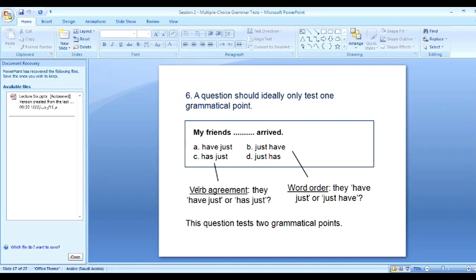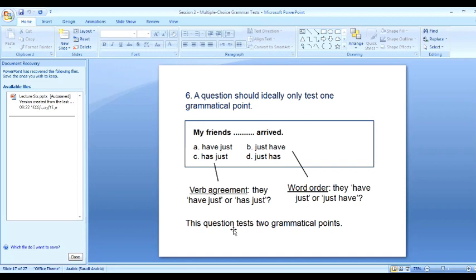So here, A and C are verb agreement, they have just or has just, and the word order is they have just or just have. So the student will know the answer is have just or just have, but he doesn't know what you are testing here. You have to test them on one thing, verb agreement or word order.